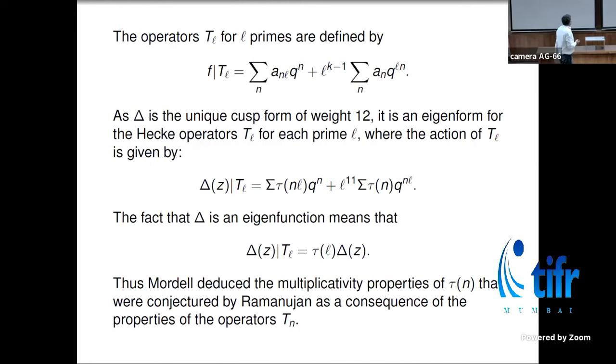It turns out then that the delta function, which is up to scaling the unique cusp form of weight 12, is an eigenform for these Hecke operators. And as I said, it is a normalized form, the first Fourier coefficient is one, and it's an eigenform. So delta acted on by T l is equal to tau l times delta, and the T n satisfy the properties Ramanujan conjectured for tau of n. So Mordell deduced the first two conjectures of Ramanujan because the corresponding operators had that property. If the operators have that property, then the eigenvalues will be forced to have the property. That's how Mordell proved these first two conjectures of Ramanujan within a year or so of Ramanujan. Pretty interesting.